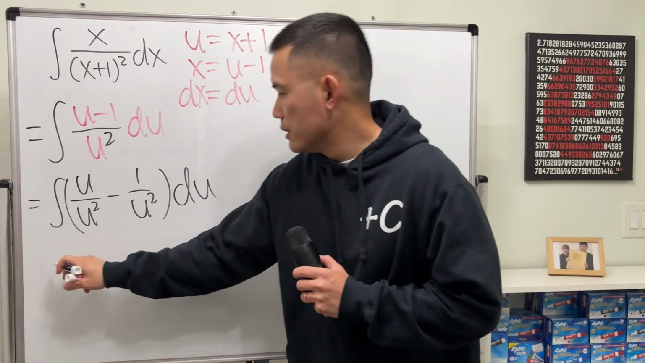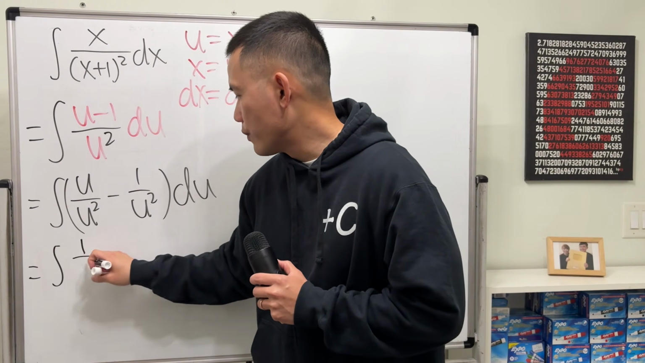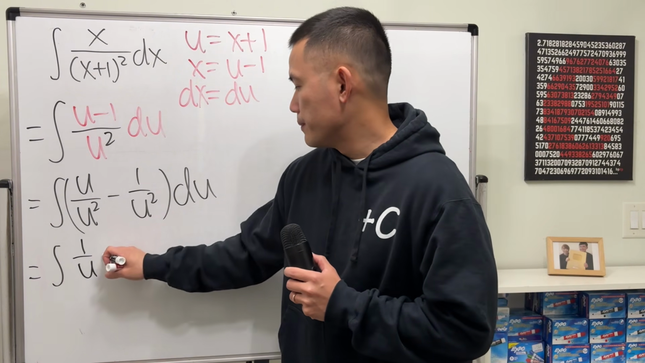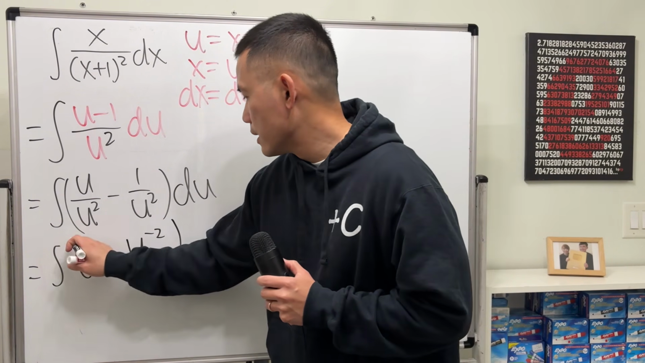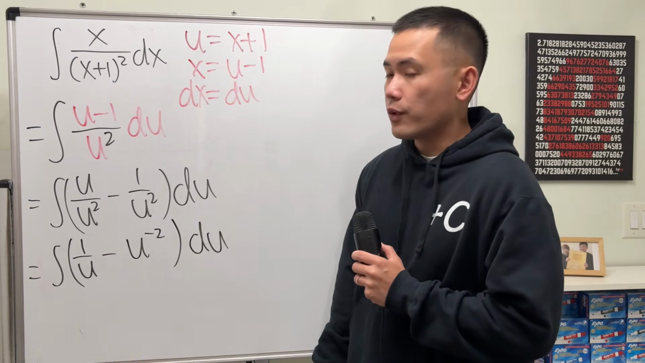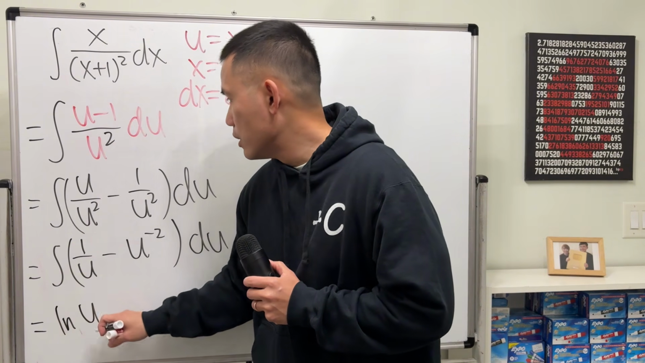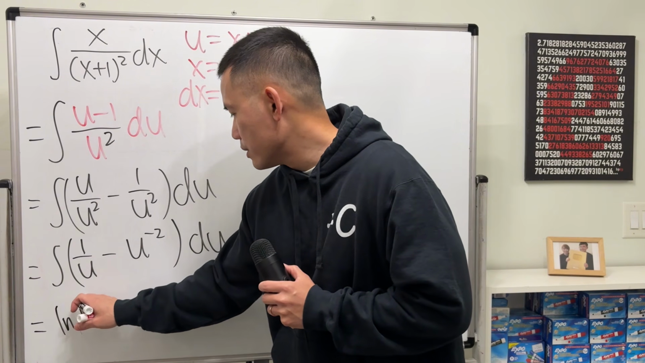Then reduce. This right here is the same as 1 over u. And for this right here, I'm going to write it as u to the negative 2 power. And then integrate it with the reverse power rule right here. But this, the first one, will give us natural log of u, and put an absolute value for u around here.